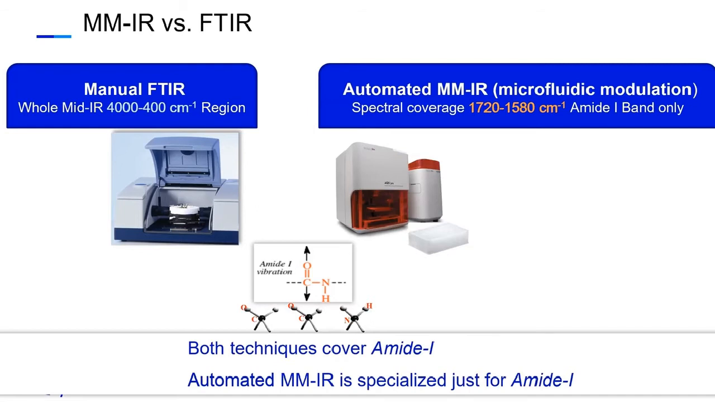I wanted to point out here the vibrational frequency range between these two techniques is different. FTIR covers the whole mid-IR range, 4,000 to 400 wavenumber, while MMIR is specialized just for the amide I band. To give you an idea what their capabilities are, so it can tie into your specific study requirements over different IR band regions.